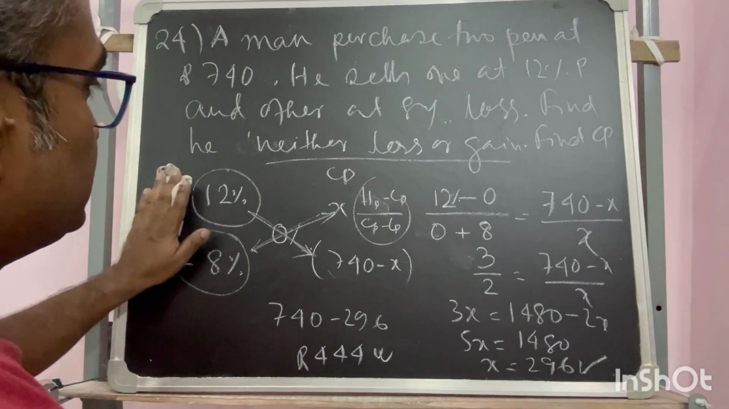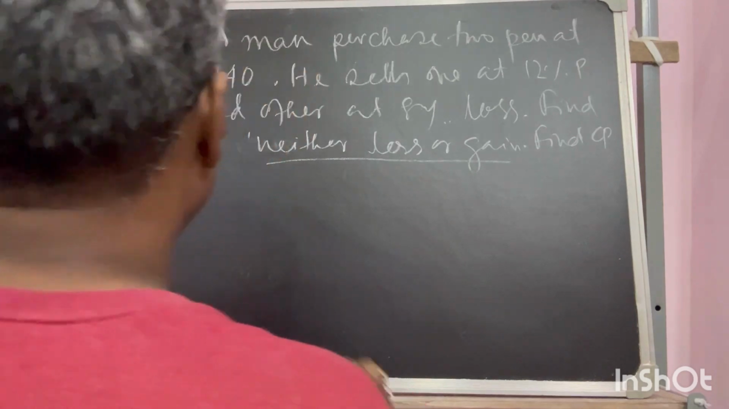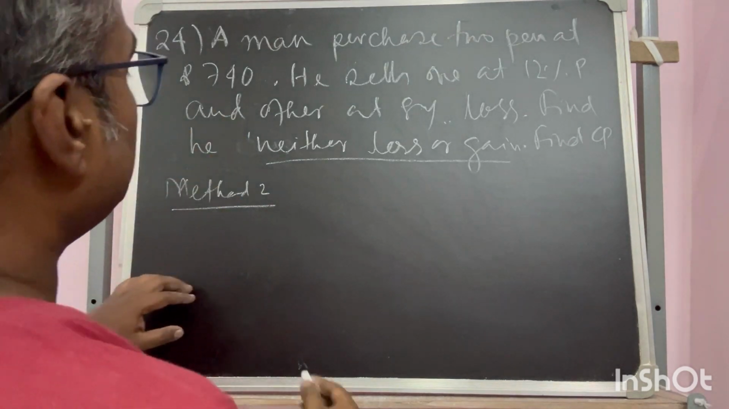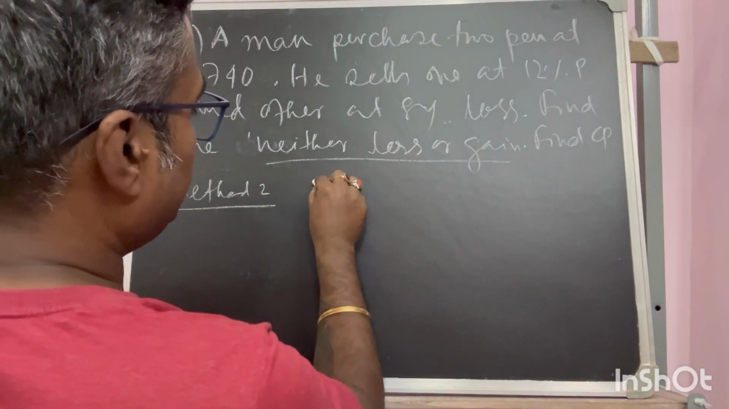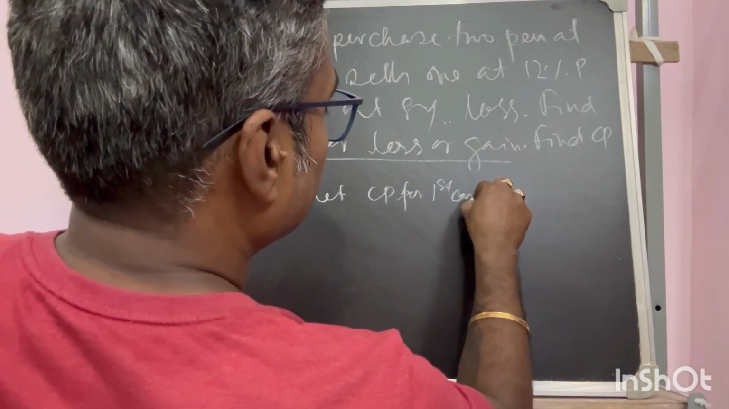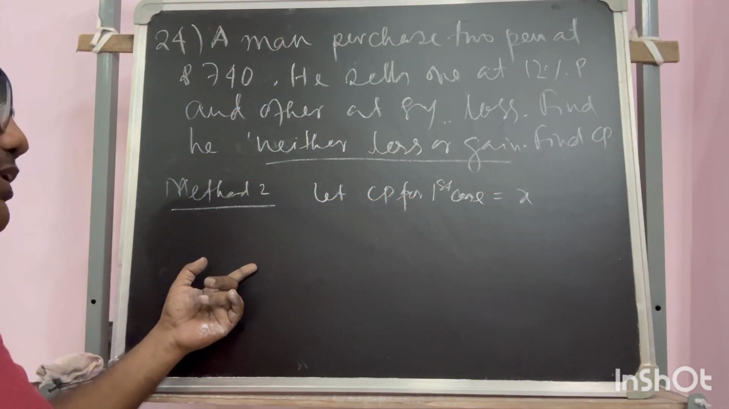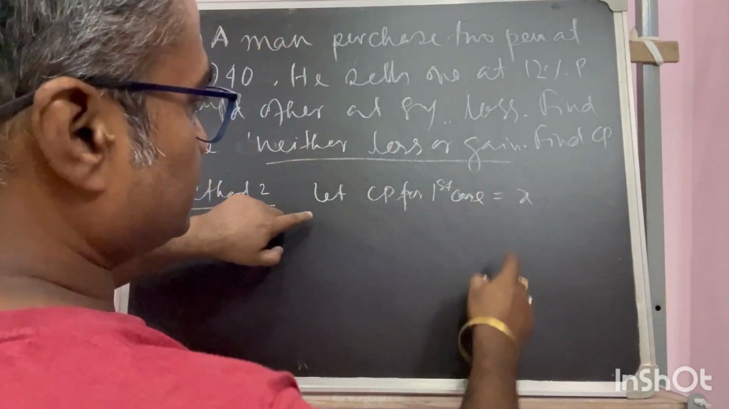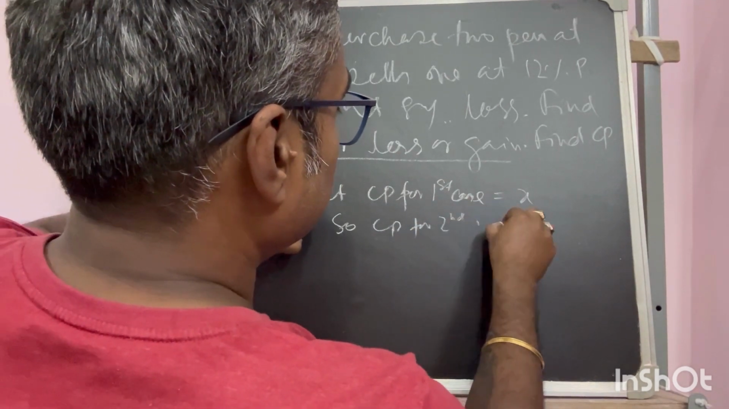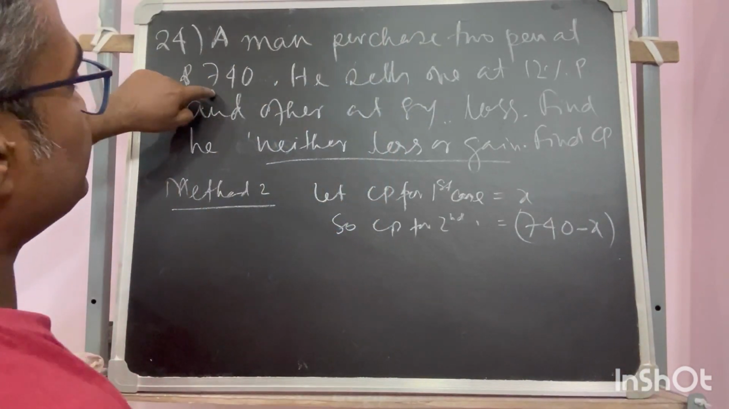Now I will show the second method of solving it. Method 2 is a bit easy, a unitary method you can use. Let CP for the first case be X, because this is the analytic method of the same method that I showed in method 1. Ultimately you will get the same equation. So the cost price for the second case is equal to the total cost price minus the first one. This is the cost price for both items.